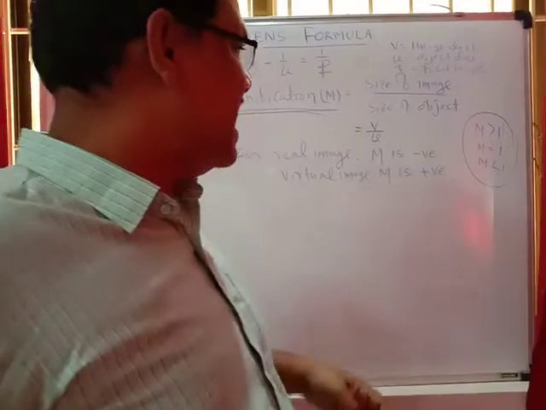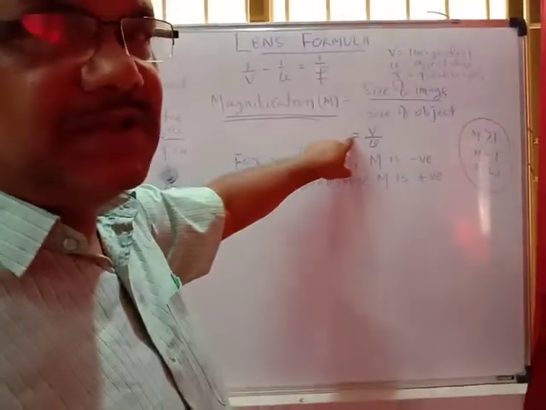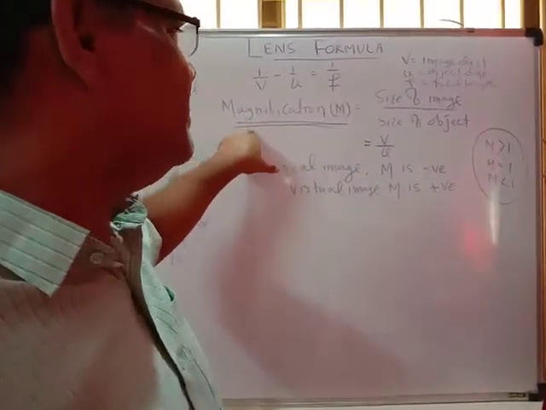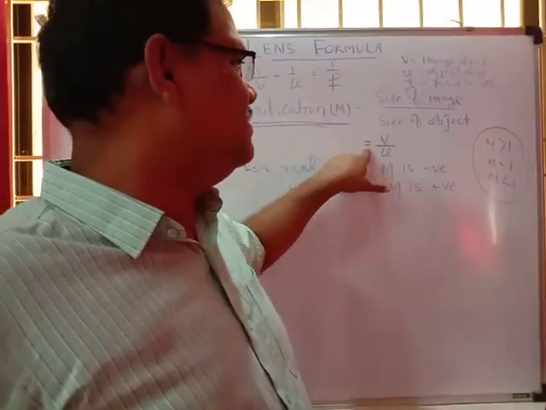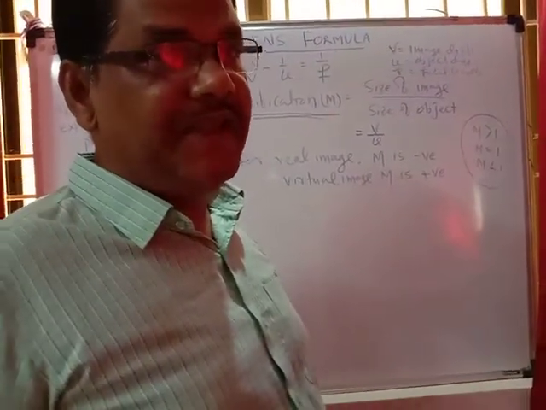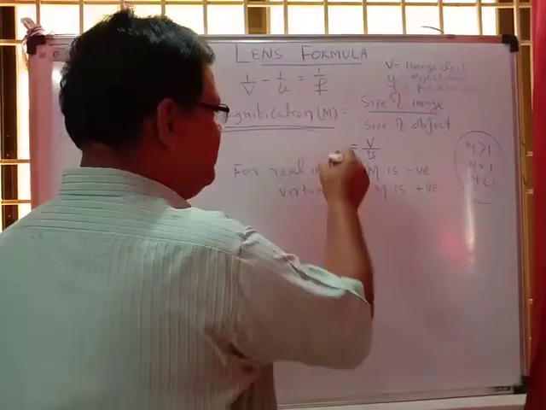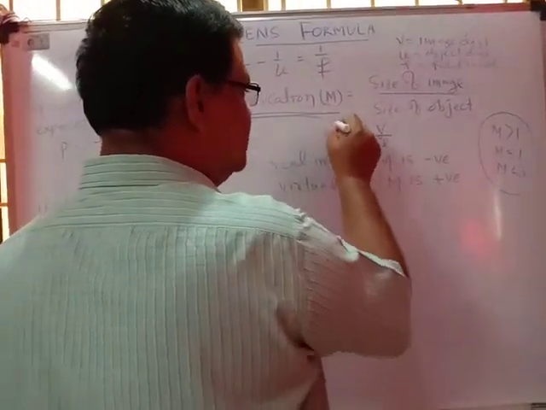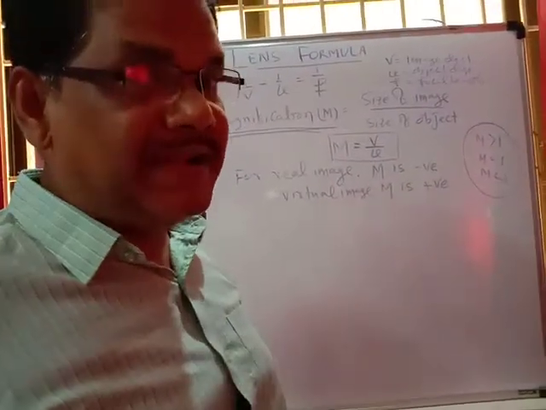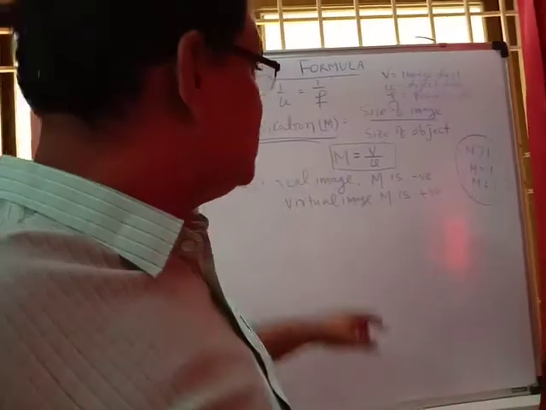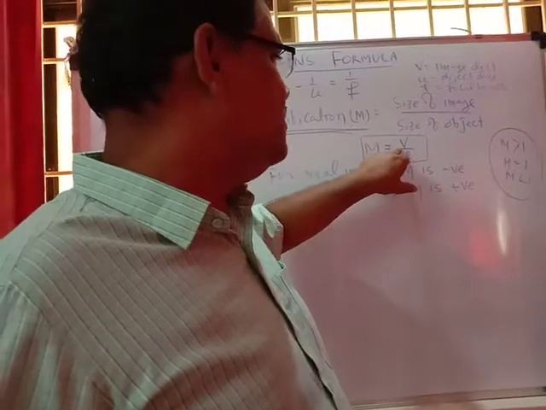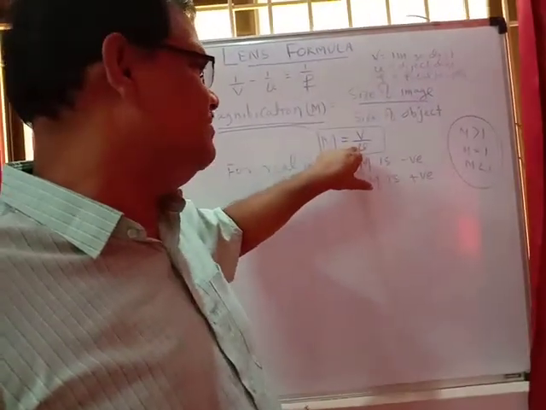So by knowing the magnification, we can calculate the size of the image. In terms of image and object distance, magnification is equal to the ratio of the image distance to the object distance, that is V upon U. This is the main formula: M equals V upon U. Just remind yourself that in the case of the spherical mirror, it was minus V upon U. Do not mix up this formula at any condition. Whenever you are solving questions, you do not put any extra sign, plus or minus, in the formula.